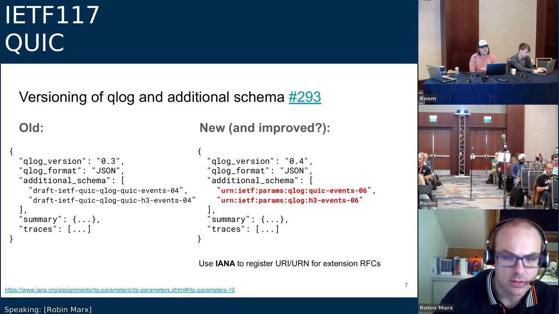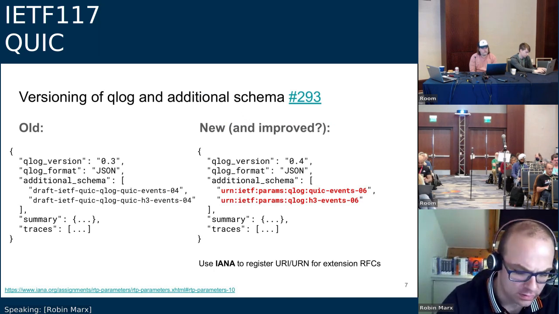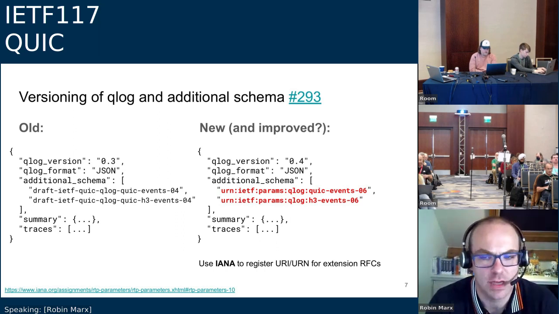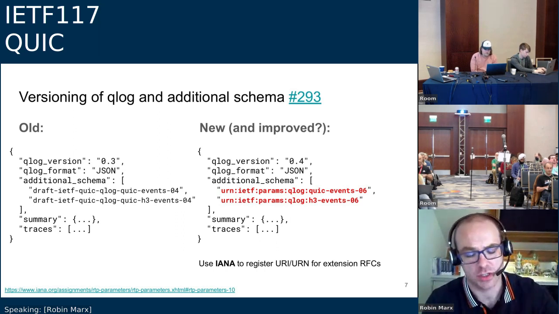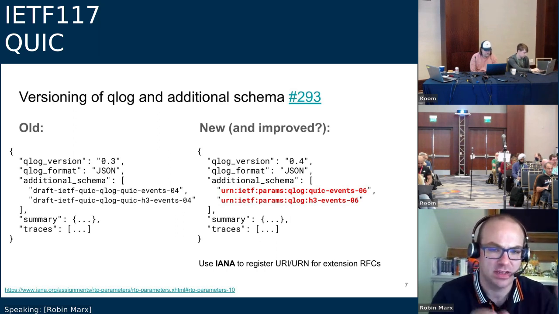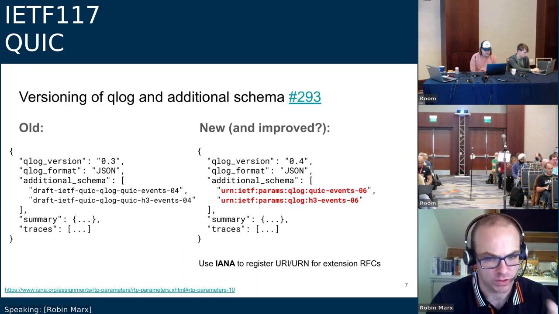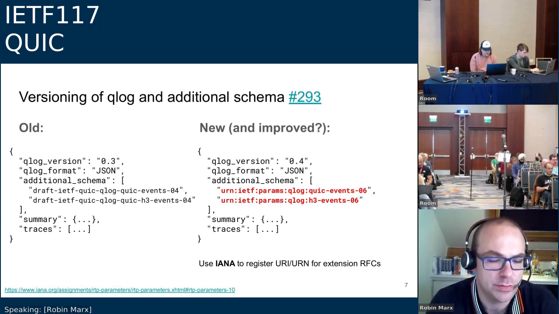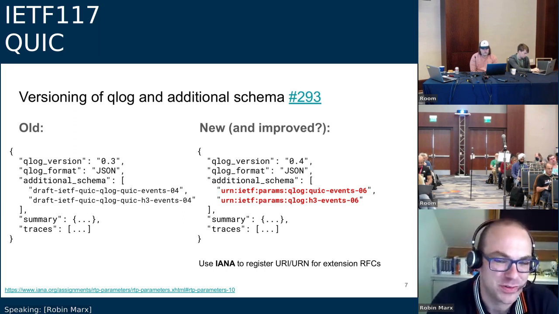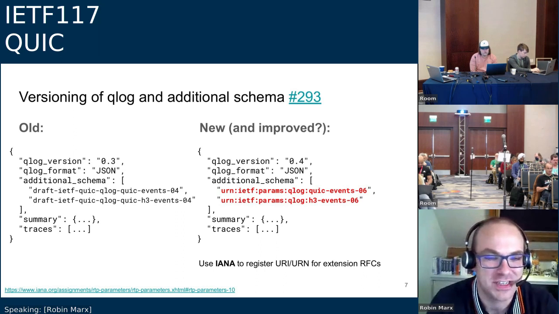Then the next thing is that we want a better approach to how we version QLog and how we actually say which additional QLog documents we are using in this particular QLog instance. Last time we had the proposal on the left, where we wanted to explicitly link the different schema that we're using. There was a lot of discussion about how you actually link to the individual schema. We proposed just using RFC names or draft names. That was not well received.